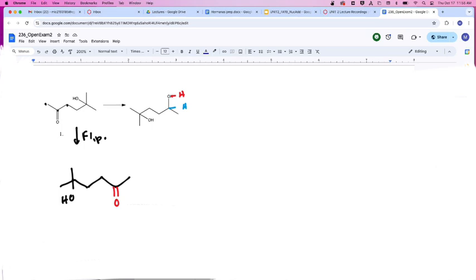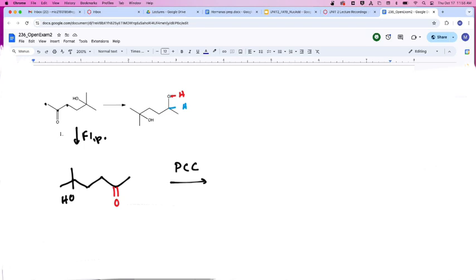So what reagent would do this? PCC? Maybe. PCC did what? Oxidation. That's the opposite. Yeah, it does the opposite.